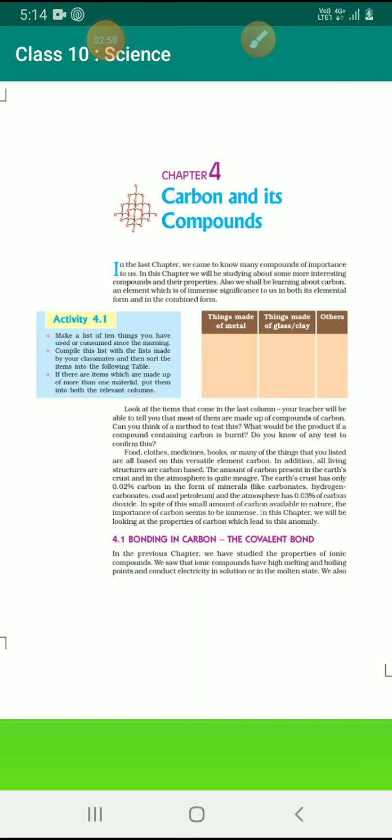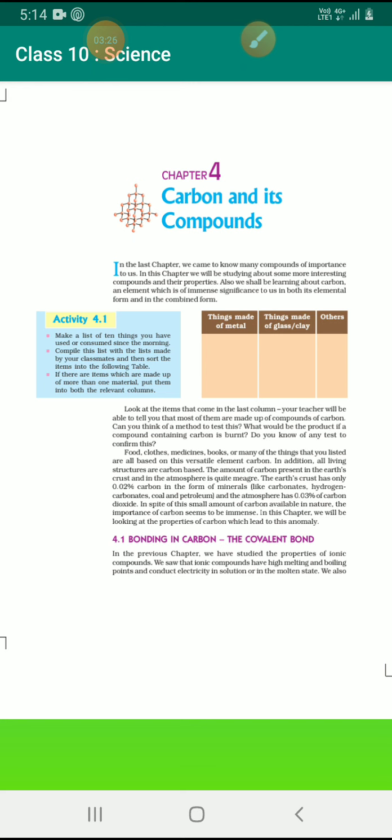It means that the compounds which deal with carbon are called organic compounds. In short, the compounds which consist of carbon in them, let there be other elements also, but there should be carbon present in that.